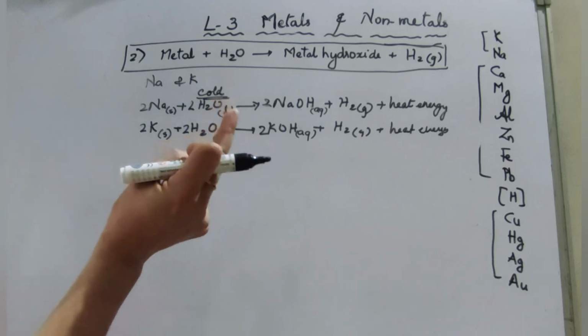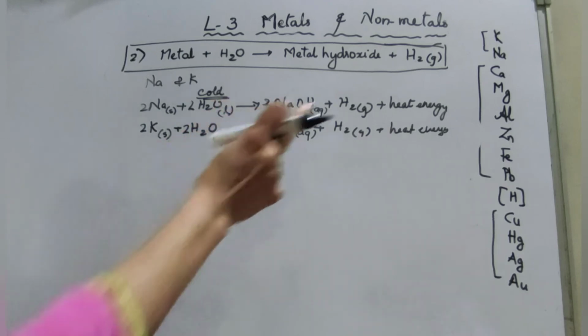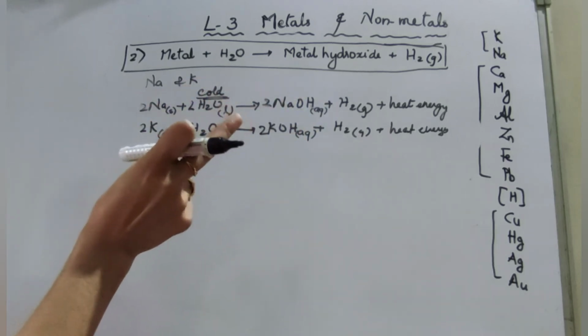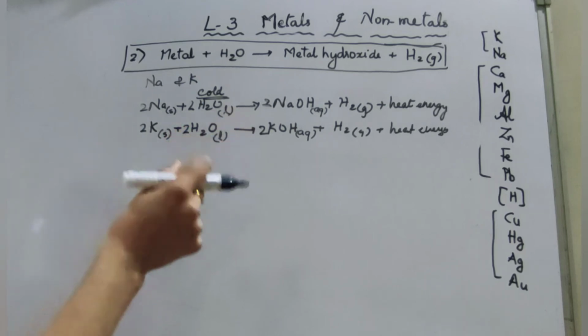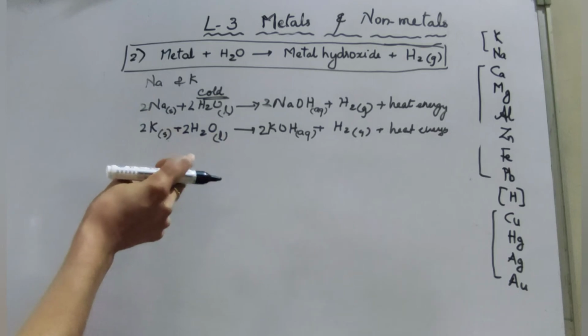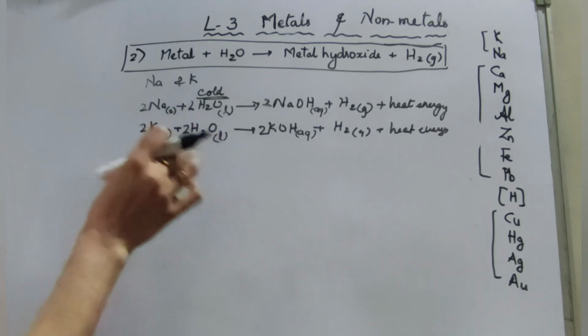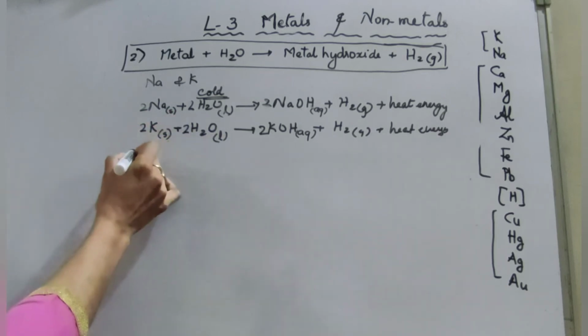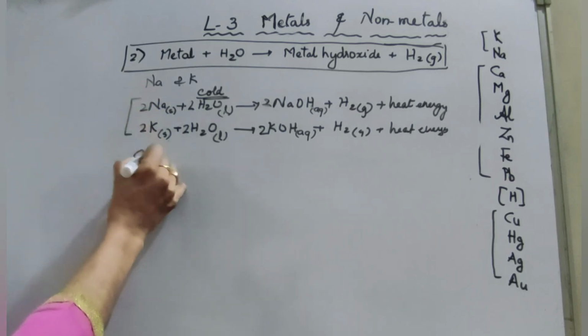Now look at the case of the middle reactivity series. The first metal is calcium. The reaction of calcium with water is less violent. The heat energy evolved is not sufficient for catching fire. This is highly reactive, and the second is calcium.